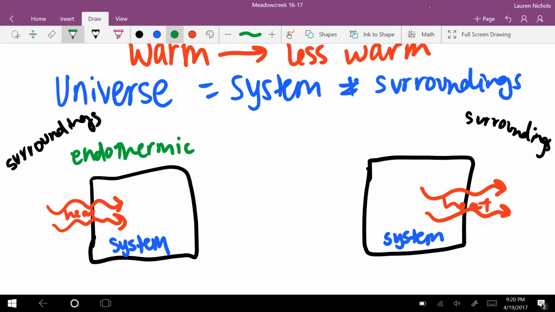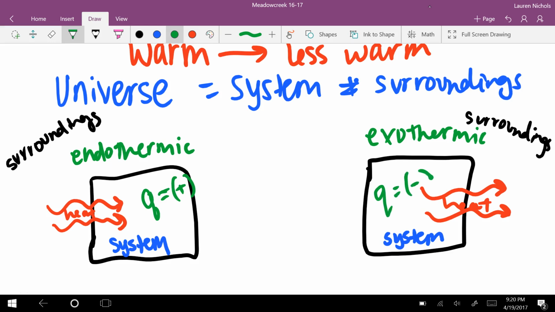Okay? Endo meaning in, thermic talking about heat, so endothermic. If it's leaving, like the box on the right, we call that exothermic. Okay? Now, one thing I forgot to mention is that the symbol for heat is Q, and so that means in this case, our system is going to have a positive Q because it's gaining that heat, whereas exothermic Q would be negative because it's losing that heat.